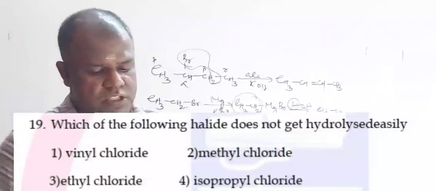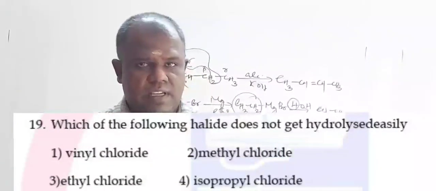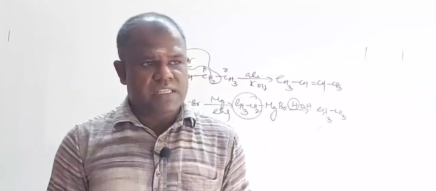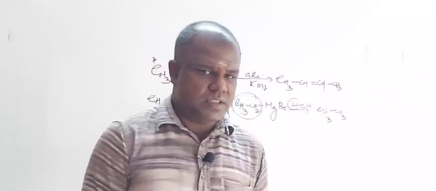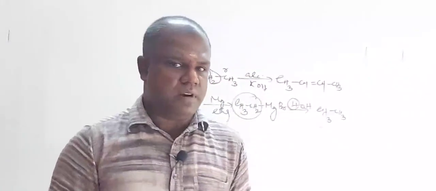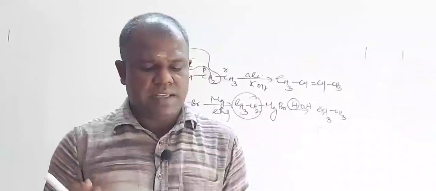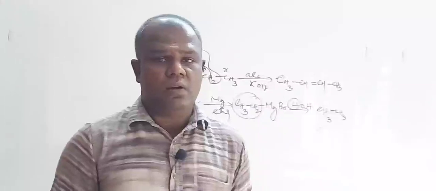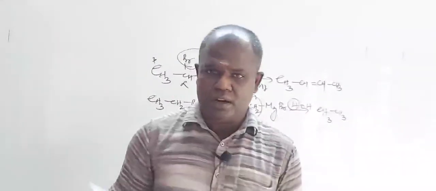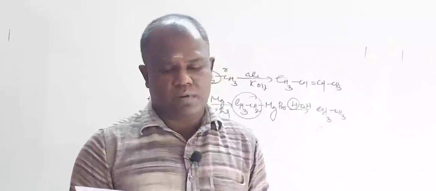Question number 19: which of the following halides does not get hydrolyzed easily? Not easily hydrolyzed means the halogen should be connected to an sp2 carbon. If it is an sp3 carbon, it is easy to hydrolyze. So the first option is the answer, vinyl chloride. Vinyl means a double bonded carbon, it is sp2, so it is difficult to break. Second is methyl chloride, third is ethyl chloride, fourth is isopropyl chloride. All are haloalkanes in which the halogen is connected to an sp3 carbon. If it is benzene, sp2, it is also not possible.